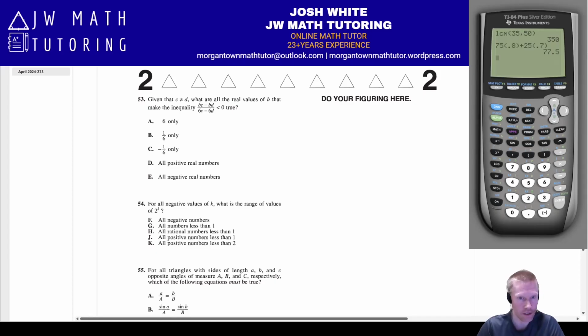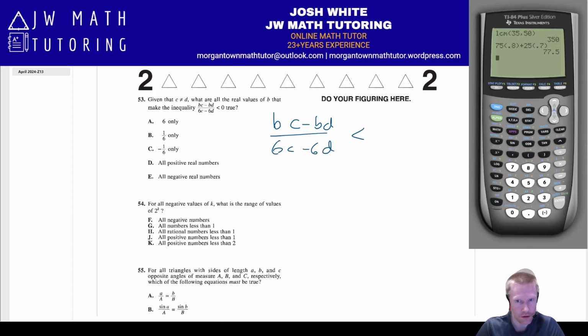All right, let's next take a look at question number 53. Here we have this statement, an inequality I guess you could call it, and you want to know for what values of B this is going to be true.